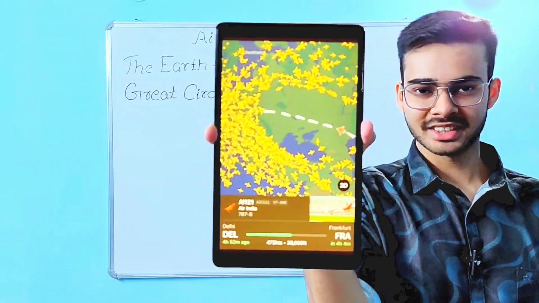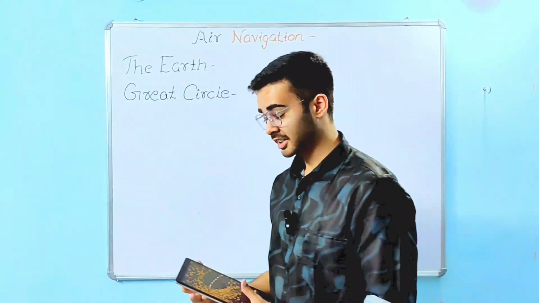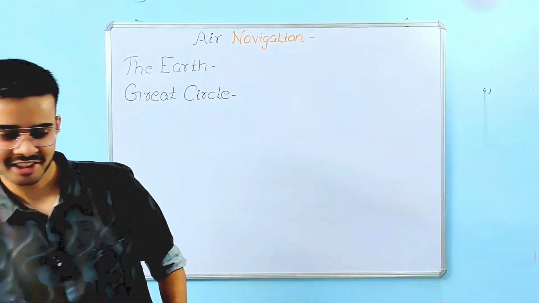This is an example. Here Air India 1-1 flying right above Russia during the Russia-Ukraine war.